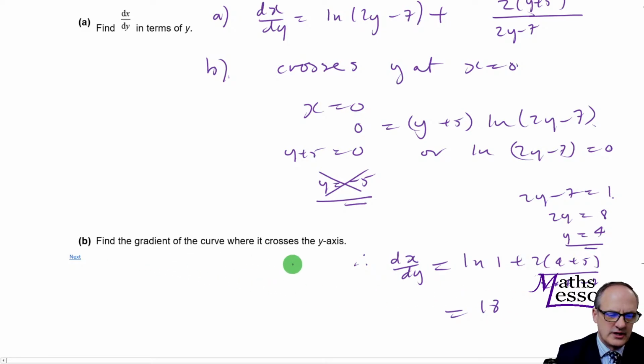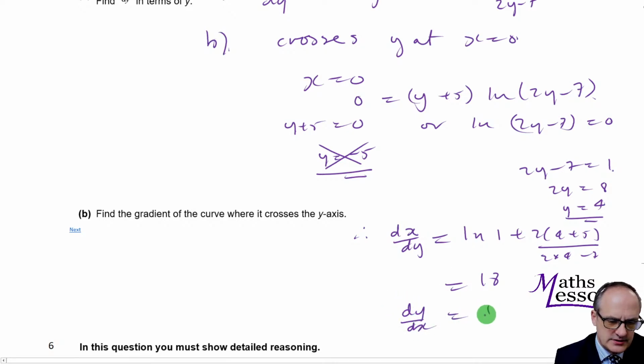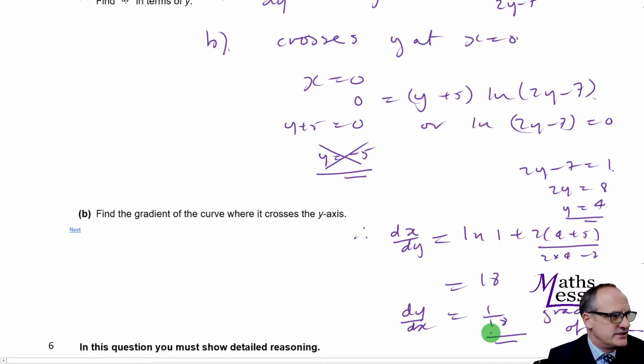But we want to find the gradient of the curve, and we've got dx by dy, and the gradient of the curve is given by dy by dx. So the gradient of the curve, when it crosses the axes, will be 1 over 18.